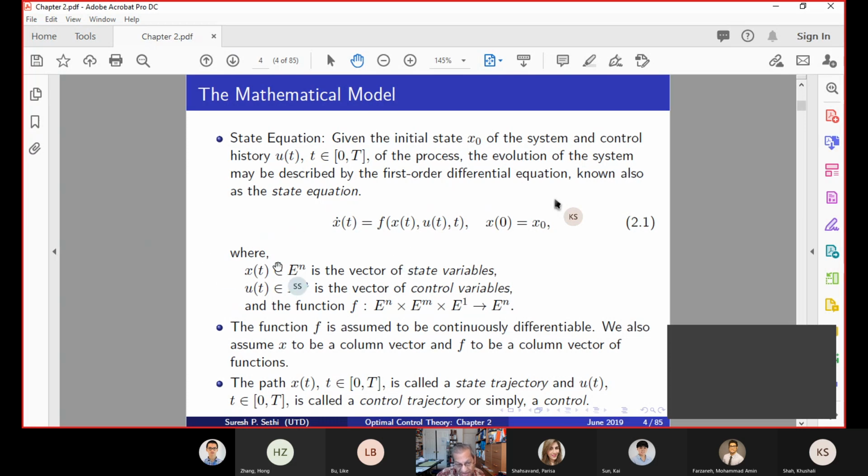Thinking is best done in a single x and single-dimensional u. So even though I will write x(t) is an n-dimensional variable, u(t) is an m-dimensional variable, the function f is from x, u and t into E^n. So the function is n-dimensional because x is n-dimensional. So x dot is n-dimensional. But you should just think that n equals 1 and m equals 1 is the best way to visualize the problem.